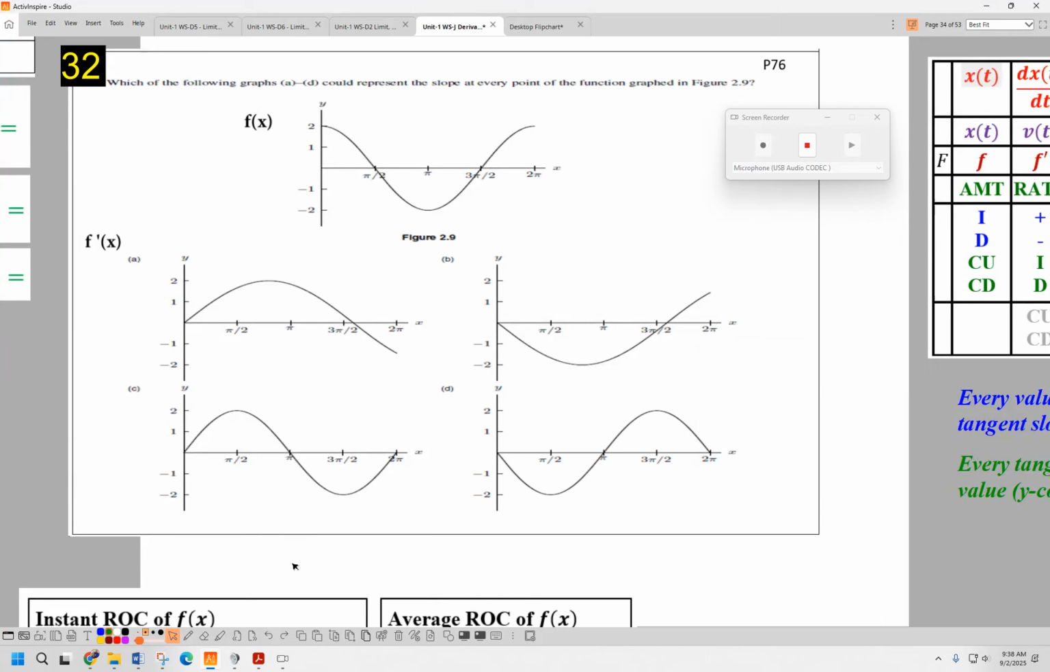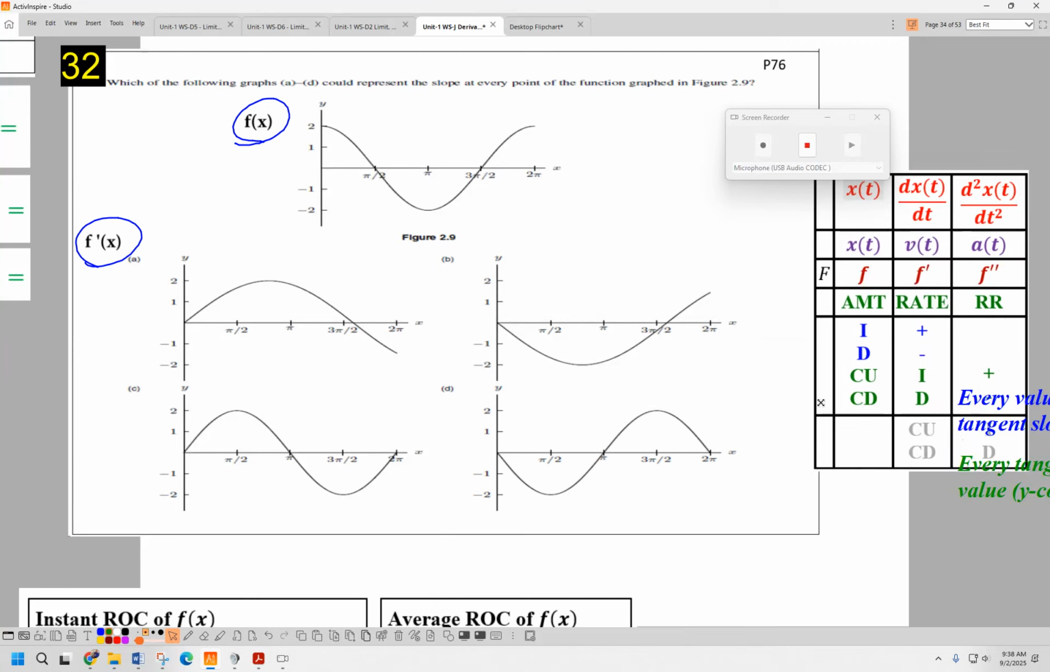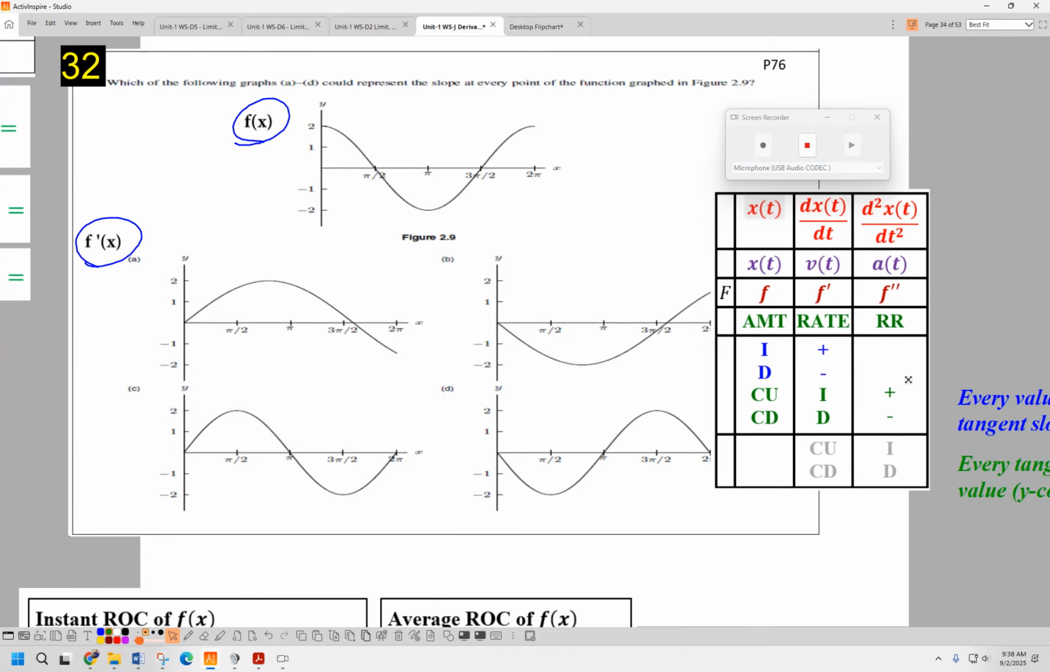Okay, 32. This one is the same problem. I just want to go through it again, but I want to use a tool that I have not talked to you about, I don't think. Have you seen this? Have we seen this tool?